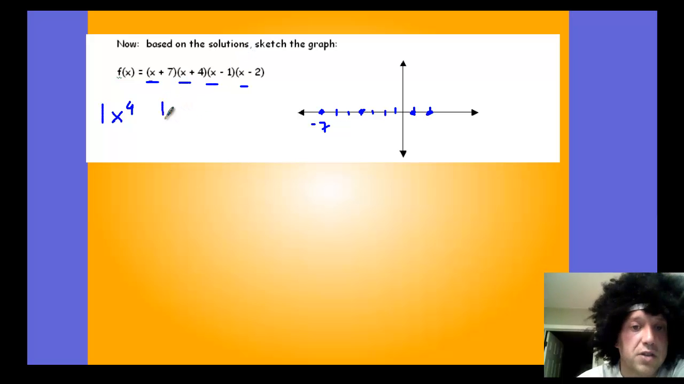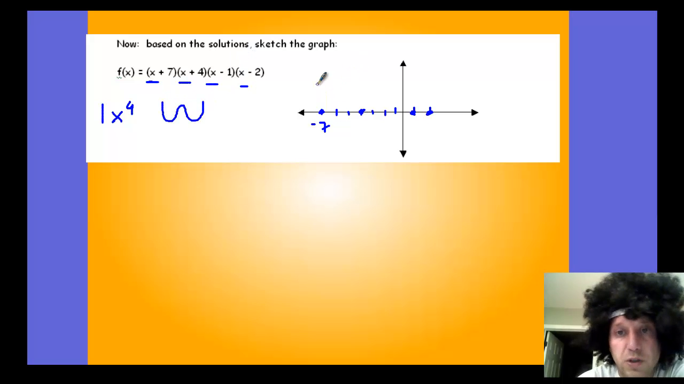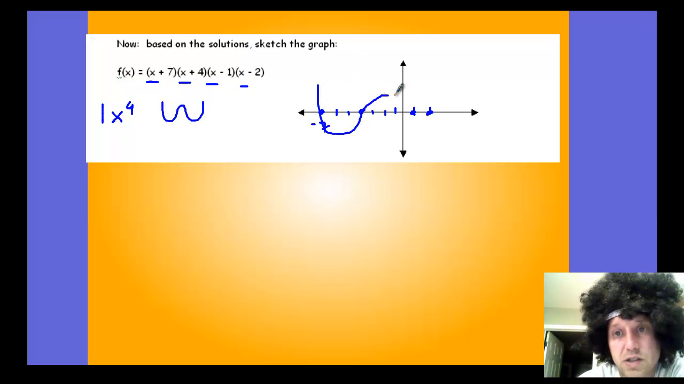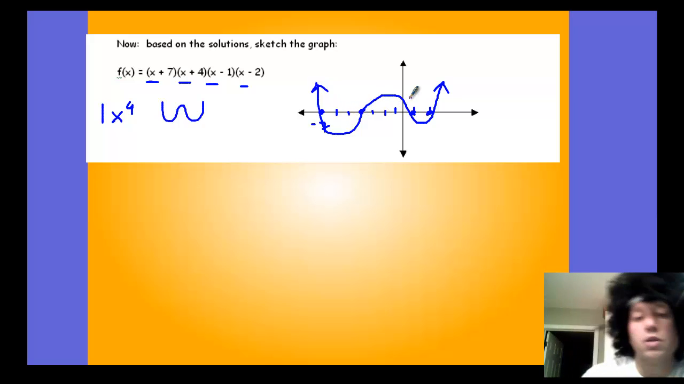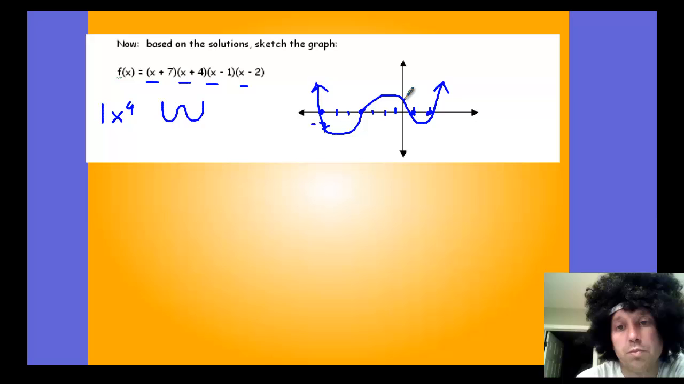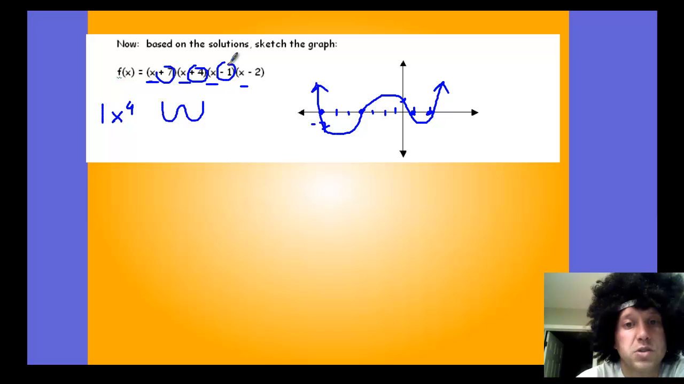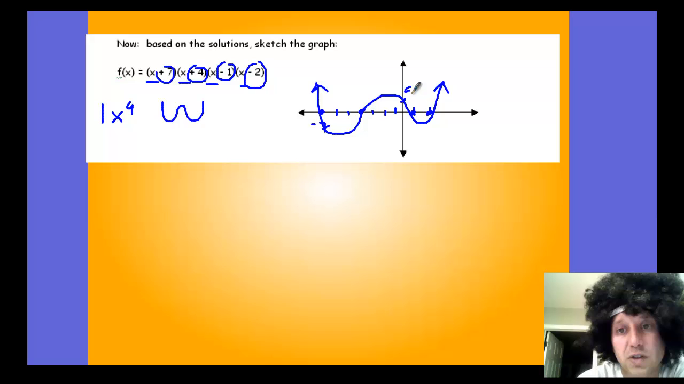So I know I'm going to have a W shape, and it's going to go through these points. So I just sketch the W shape through those points, and that's okay sketch. Is it very accurate? Probably not really, but we have the zeros. We could label the point right here if we wanted to as the 7 times 4, 28 times -1, -28 times -2, so we have positive 56 is this y-intercept here.